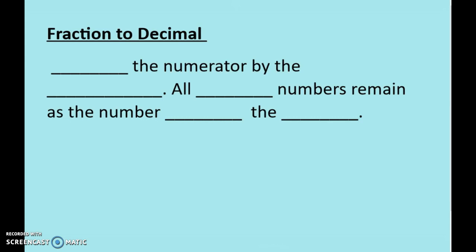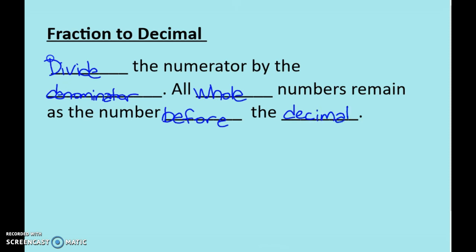When we go from fractions to decimals, we only need to divide the numerator by the denominator. Okay, so that's something that we've done before. All whole numbers will remain as the number before the decimal. All right, so we've actually done this before. Let's look at some other examples and you're going to see that we've done this before.